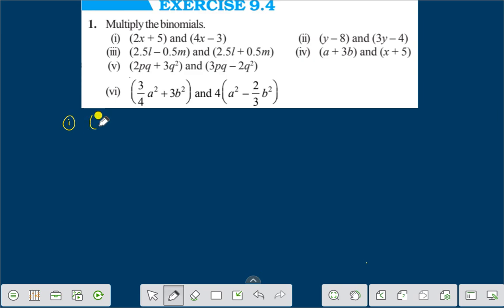First one is (2x + 5) into (4x - 3). Here we are getting 2x into (4x - 3) plus 5 into (4x - 3).